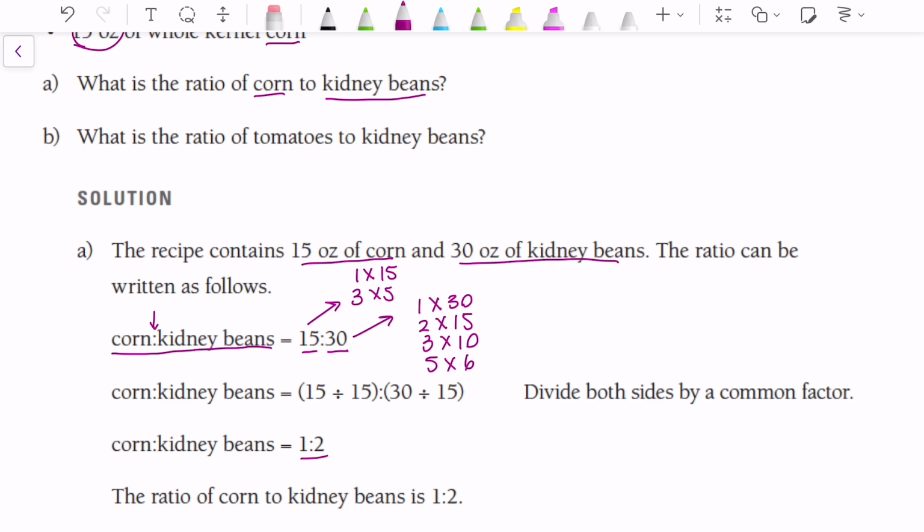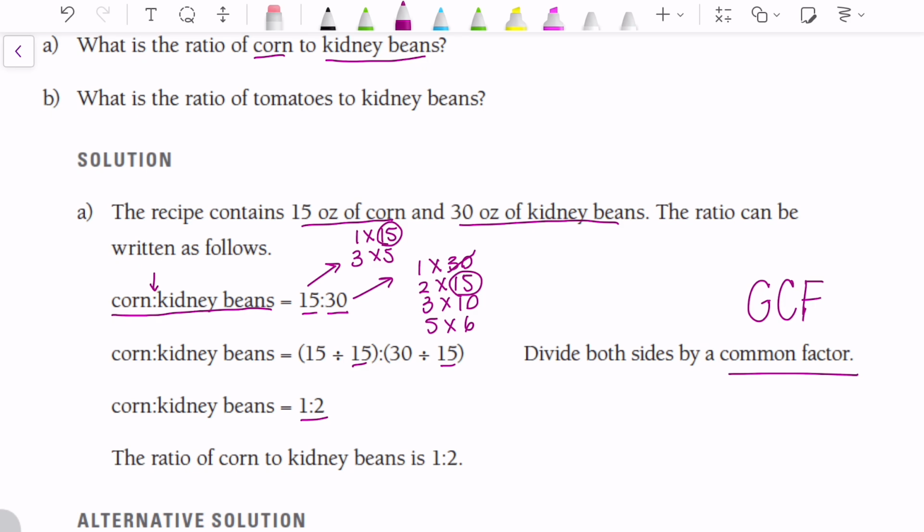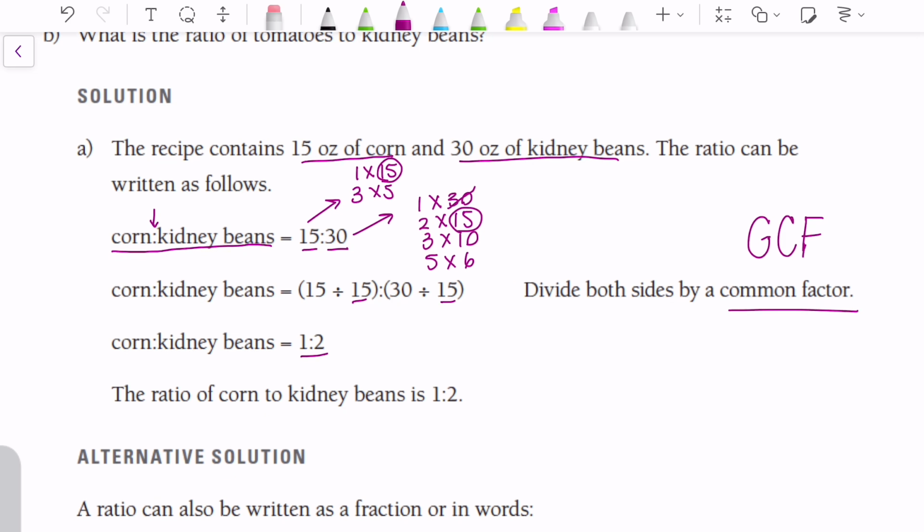With that, you take their greatest common factor, or GCF, if you know what that means. Basically, it's just the highest number that you can divide both numbers by. So you go through the list. Nothing multiplied by 15 makes 30 in the lists except 15 itself, so the GCF is 15, and we would divide by 15 in both cases. Sometimes it's more obvious than others, especially when you're dealing with smaller numbers. So 15 divided by 15 is 1, and 30 divided by 15 is 2. The ratio of corn to kidney beans is 1 to 2.